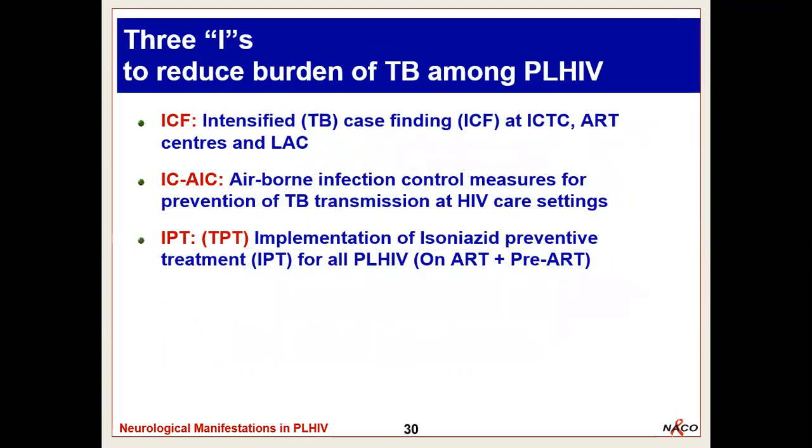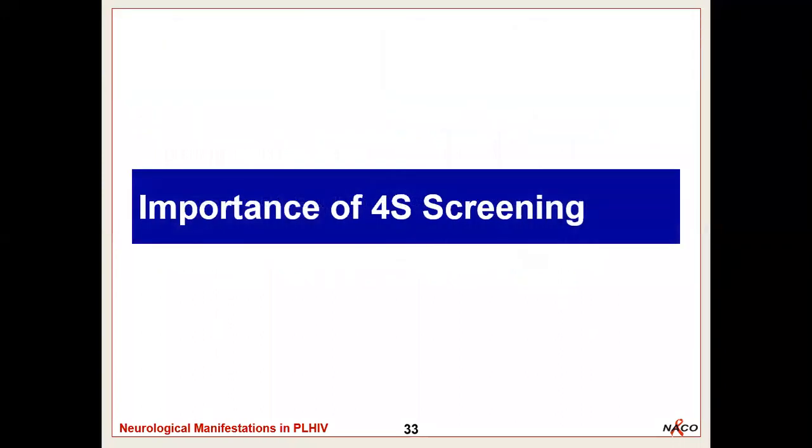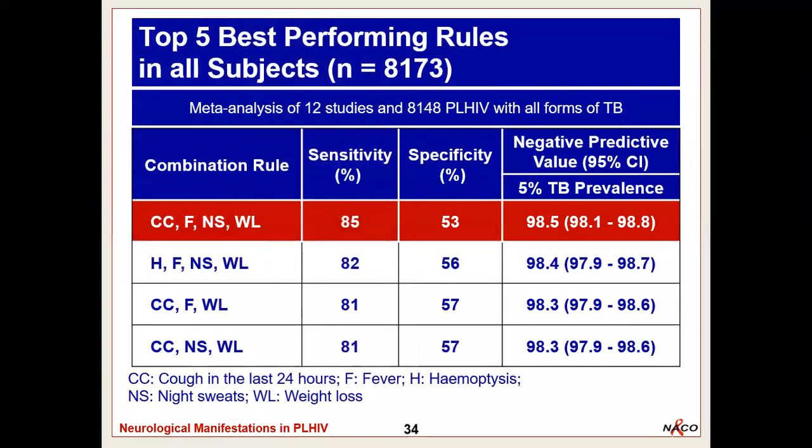Now, the 3 I's, or the reduction of burden among PLHIVs, that we also talked about previously. We have greatly talked about intensified case finding. We have talked about the algorithm that we'll be discussing more now, and also the airborne infection control measures. This is exactly what I was talking about when we talked about reinfection or the exogenous new strains that patients get. So please keep in mind that IPC is a very important phenomenon. And then we'll talk about the TPT, or the preventive therapy. Now IPT is being changed to TPT. We'll see that. Next slide, please. Next slide, please. So let's talk about the importance of fluorescence screening.